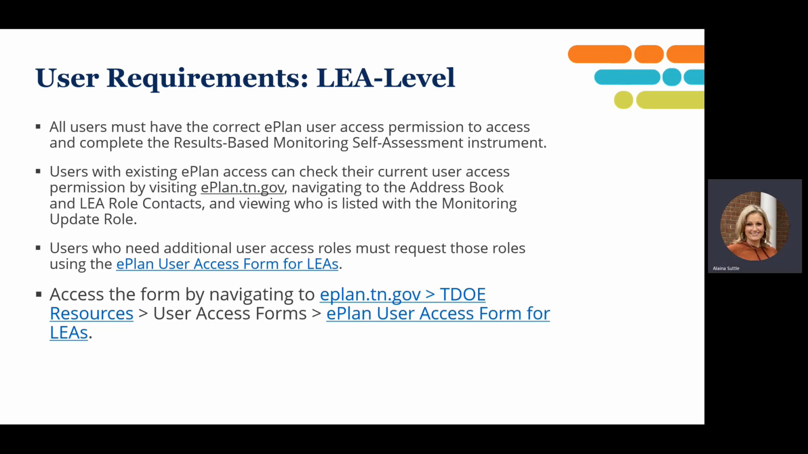Users who need additional user access roles must request those roles using the ePlan user access form for LEAs. Users do not need to log into ePlan to access TDOE resources. Simply follow the instructions on the user access form, then email the completed form to eplan.help@tn.gov to request those additional access roles if needed. User access requests may take up to 2 business days to process. Users will receive an email reply when that access has been granted.